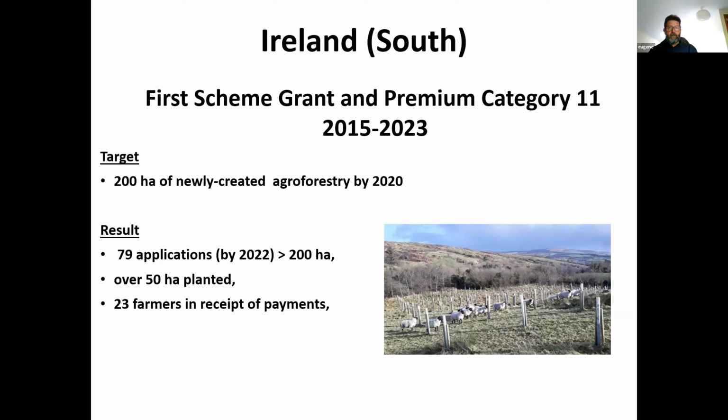Now, as we know, it dragged on, but at the moment we have about 79 applications, which is over 200 hectares, and 50 hectares are planted, and 23 farmers are in receipt of payments, and that's changing almost every week now, because there are more and more of them being planted and coming through. So could I have the next slide, please?